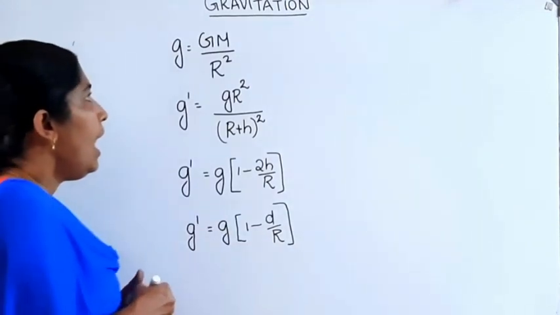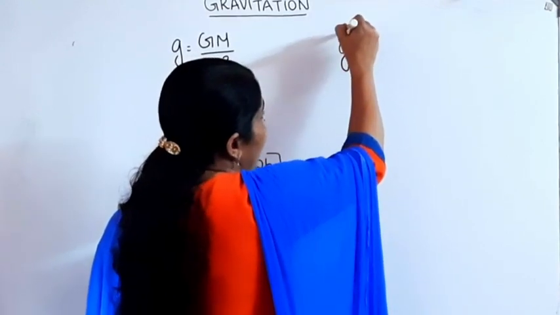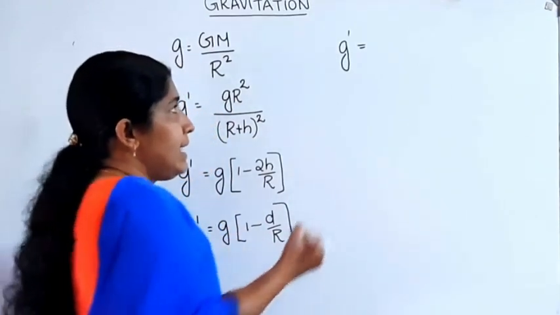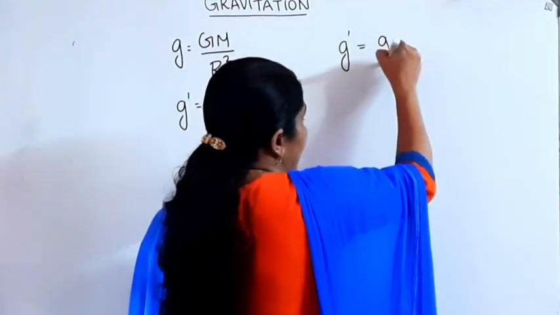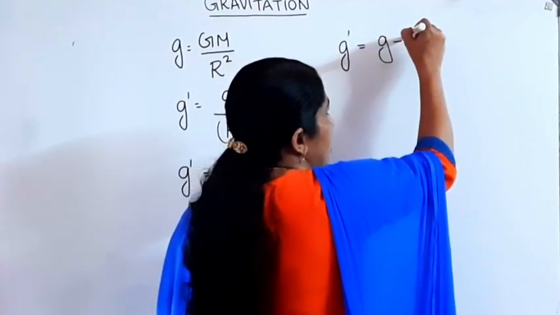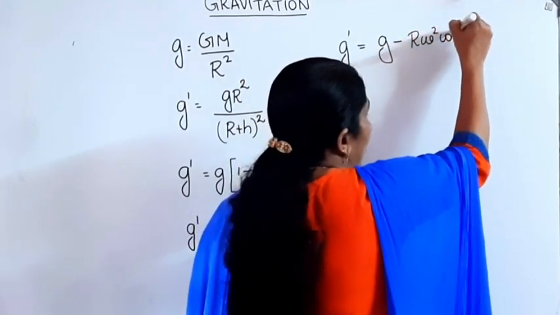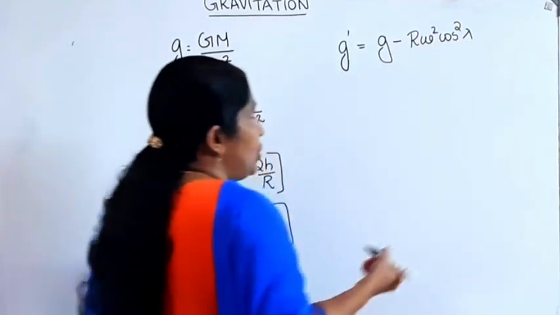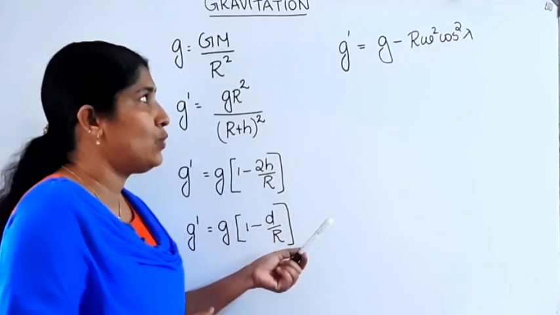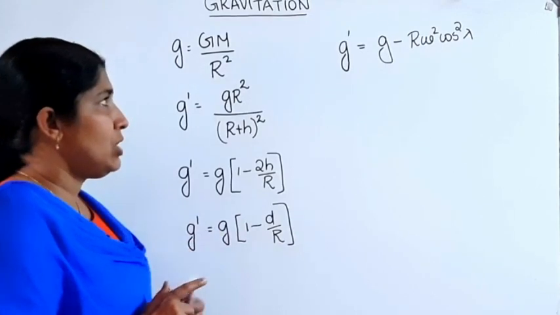Then what about the rotation? The effect of rotation of the earth on the acceleration due to gravity: because of the rotation of the earth, there will be a certain change in the acceleration due to gravity. g dash is equal to g minus r omega square cos square lambda, where lambda is the latitude, r is the radius of the earth, and omega is the angular velocity. This is the equation which is used.